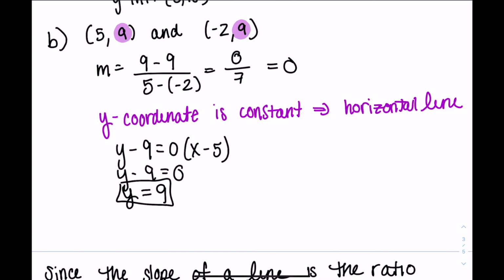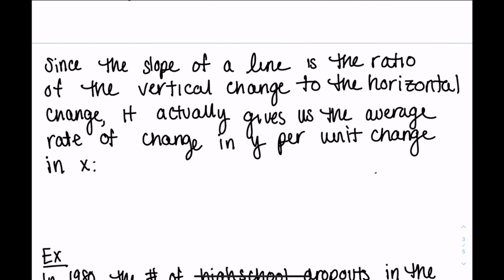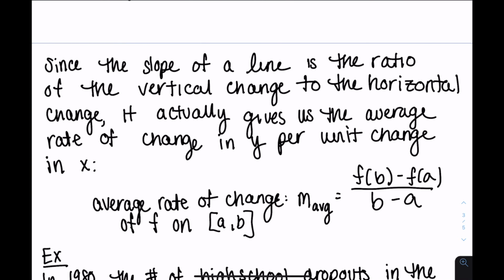Okay? The last thing we're going to do in this section is talk about useful properties of lines. So the slope of a line is the ratio of the vertical change to the horizontal change. And what that does is if we have a function and we have a specific interval, we can see what the average rate of change is going to be. So the average rate of change of a function f on the interval [a, b], represented by m average, is just the slope of the line that would connect them. So you look at the difference in y values over the difference in x values.